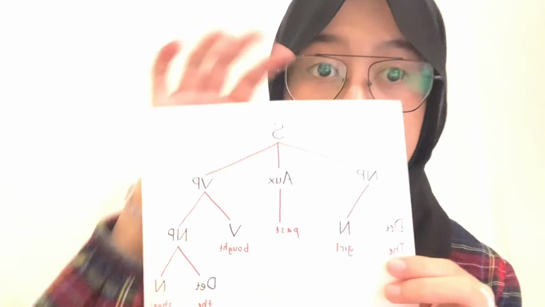Next, the last one, we're going to talk about the tree diagram analysis. A tree diagram with syntactic category information is called a phrase structure tree, sometimes called a constituent structure tree. For example, the sentence, the girl bought the shoes, may be represented by these phrase structure trees.